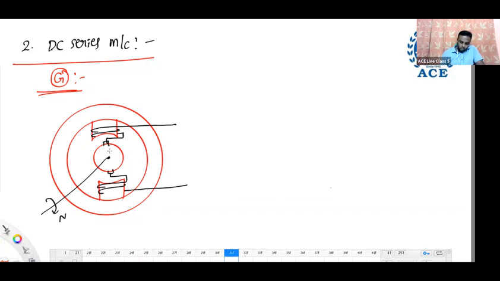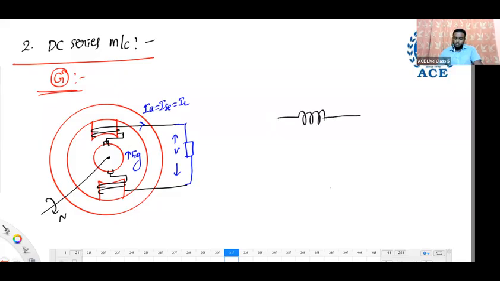Same conditions here also. Whenever we rotate, an EMF Eg is induced in the series generator. And here armature current, field current, and load current are all the same. Okay, this is the terminal voltage. This is the direct machine representation. If it is an equivalent circuit, the field winding is in series with the armature. How to represent the series field? Less number of turns and thick wire.